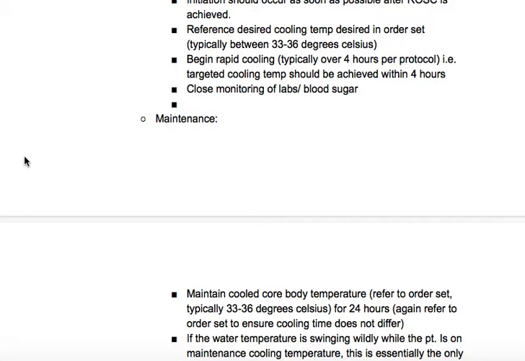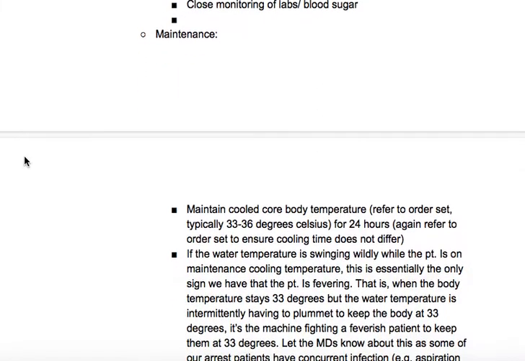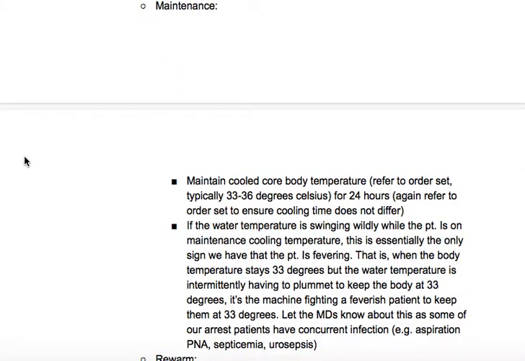If you're spending 8, 10, 12 hours to cool the patient, it's defeating the purpose of putting them on the hypothermia protocol. And then close monitoring of labs and blood sugar. So there is an order set that needs to be initiated when they put in the power plan for the Arctic Sun. And once you initiate that, it'll have you drawing frequent labs and sending an initial panel of several labs just to make sure that we understand what's going on with the patient.